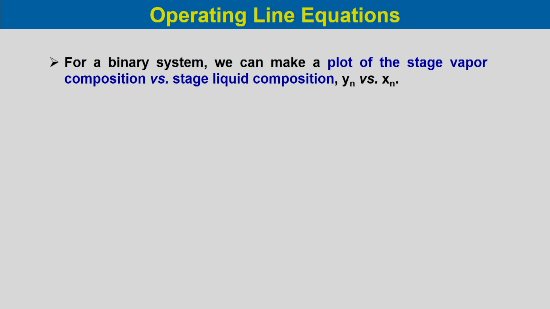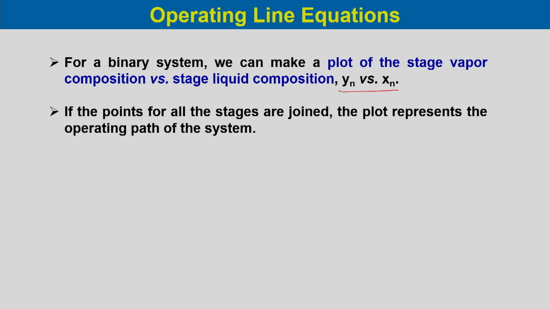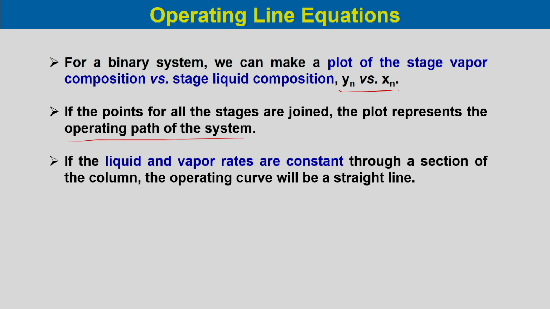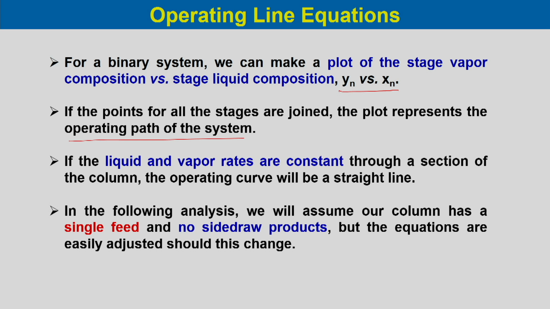Now, operating line equations. For a binary system, we can make a plot of the stage vapor composition versus stage liquid composition, that is yn versus xn. If the points for all the stages are joined, the plot represents the operating path of the system. If the liquid and vapor rates are constant through a section of the column, the operating curve will be a straight line. In the following analysis, we will assume our column has a single feed, no side draw products, but the equations can be easily adjusted should this change.